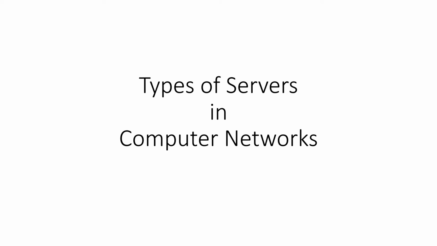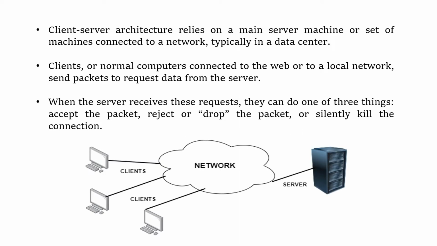In this video, we are going to see the types of servers in computer networks. The client-server architecture relies mainly on a server machine or set of machines connected to a network, typically in a data center. Clients, which are normal computers connected to the web or to a local network, send packets to request data from the server, and the server is the one which serves the request from the clients.